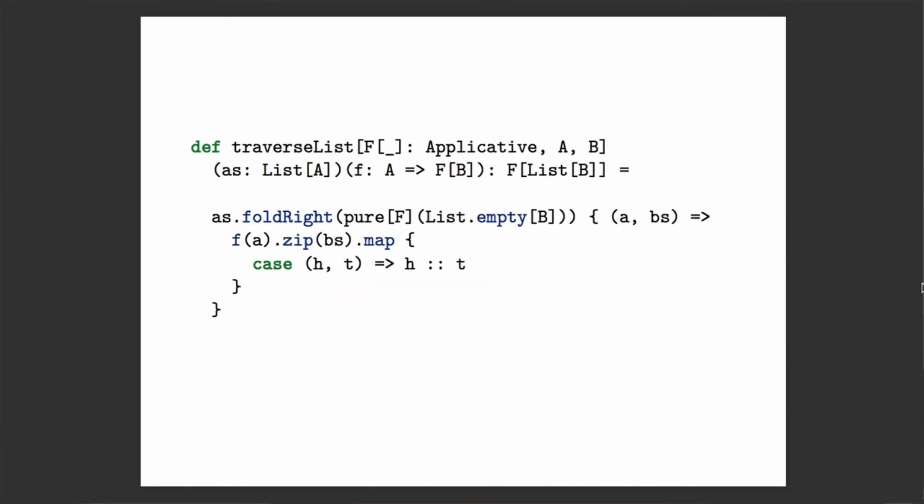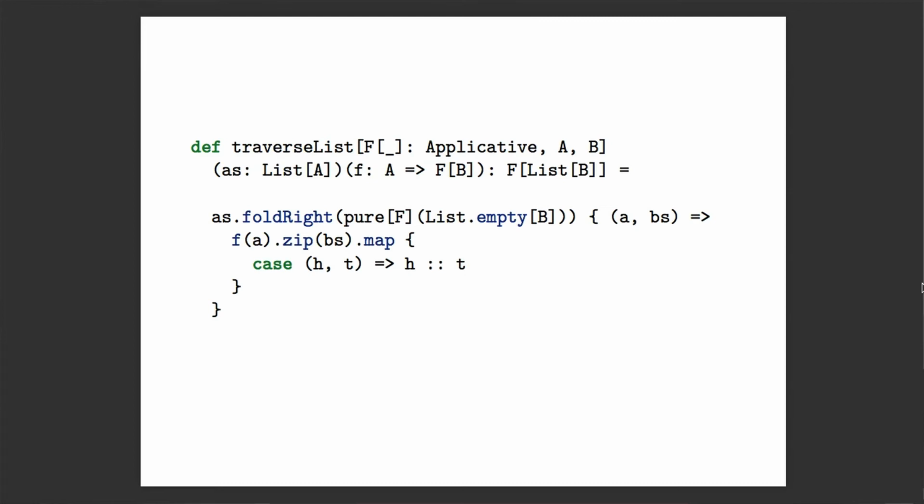So I went fast for the previous 2 slides, so I'll walk through this one. Traverse list says, given a list of a's and an effectful function, a to f of b, give me an f of a list of b. So I want to apply this function to each element of the list and collect the results along the way, for some notion of collect, depending on what f is.